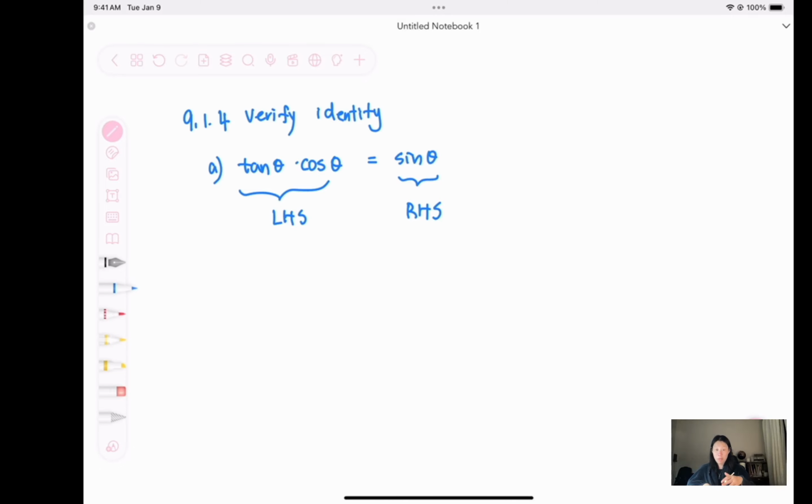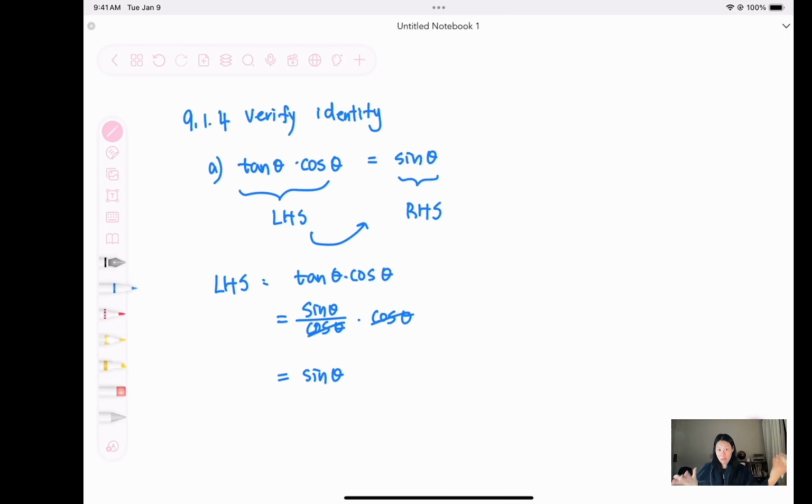Usually we will start with the messiest one, to make the messy one look like the simpler one. So on the left hand side, we got tangent theta times cosine theta. And tangent is equal to sine over cosine. Cross cancel, then you get sine theta. So the left hand side ends up equal to sine theta, which is equal to the right hand side. Then we're done. They are verified.